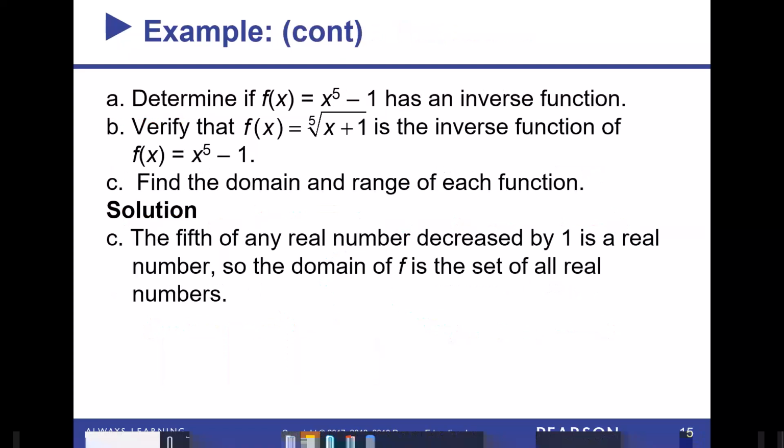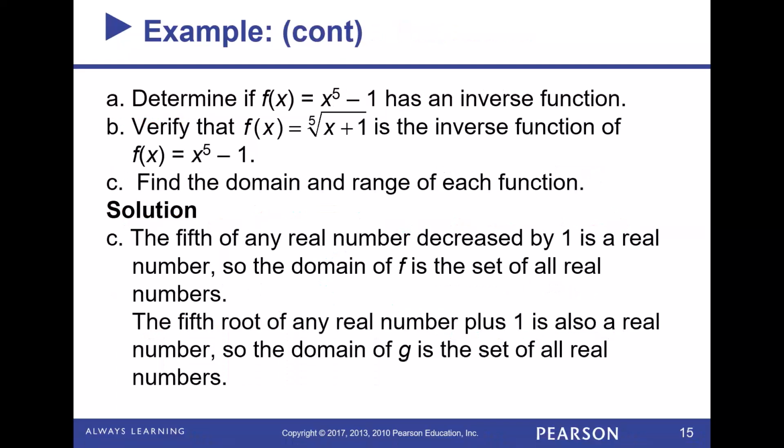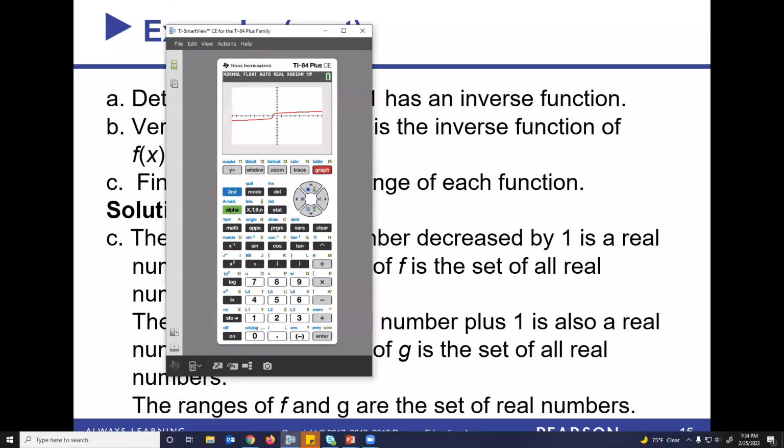So basically the 5th root of any real number is decreased by 1. So that is basically why the domain is all real numbers. And when you take the 5th root of anything plus 1, it is still going to be a real number, which is again why it's all real numbers. But if you're having a hard time seeing that switch between the two, let me go ahead and put them both in here.